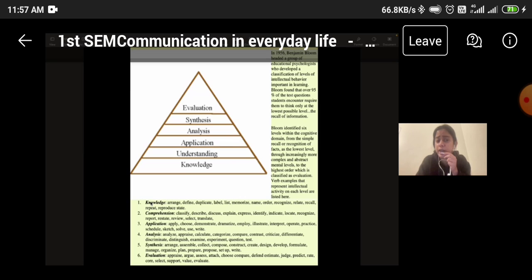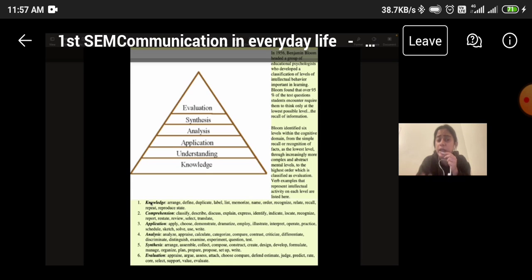According to this model, what is knowledge? Knowledge is to arrange, define, duplicate. So we begin with defining. Then comprehending. How do we comprehend? We describe, we classify, we explain, we express, we locate, we recognize. How do we apply? We choose, we demonstrate, we employ, we operate, we practice. How do we analyze? We calculate, we criticize, we contrast, we compare. This is how we analyze.